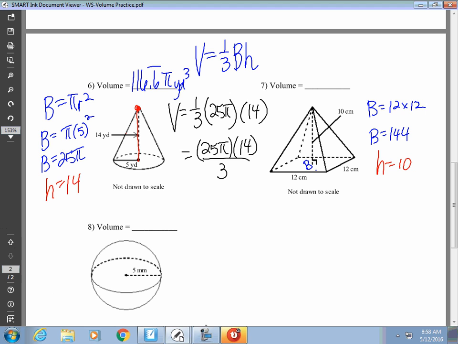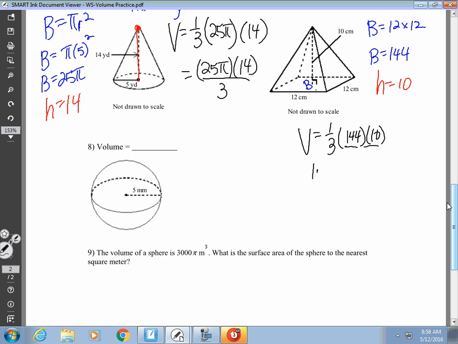So when we plug it into the formula, V is 1/3 times 144 times 10. Do this first. Basically, I can just change that and say I'm going to do 144 times 10 and then divide by 3. So this gives me 1440 divided by 3. This comes out to be 480 centimeters cubed.